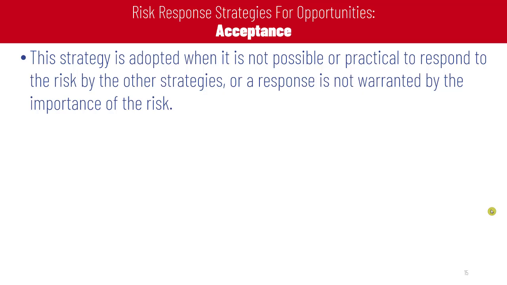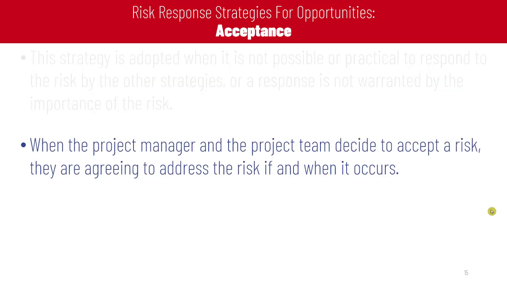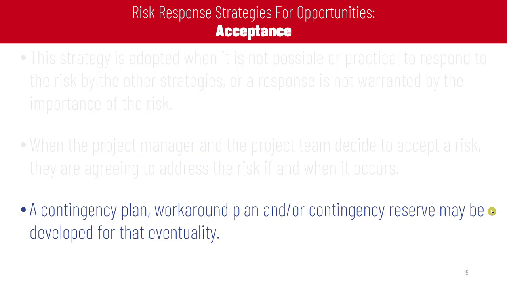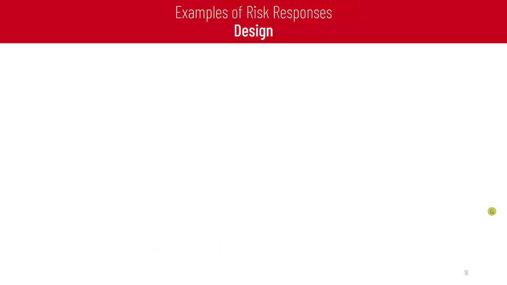If we fail to do any of the three other risk response strategies for opportunity, we go to acceptance. This strategy is adopted when it is not possible or practical to respond to the risk by the other strategies, or a response is not warranted by the importance of the risk. When the project manager and the project team decide to accept the risk, they are agreeing to address the risk if and when it occurs. A contingency plan, workaround plan, and/or contingency reserve may be developed for that opportunity.